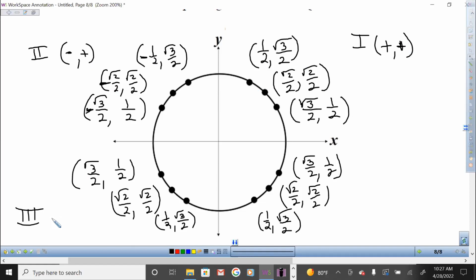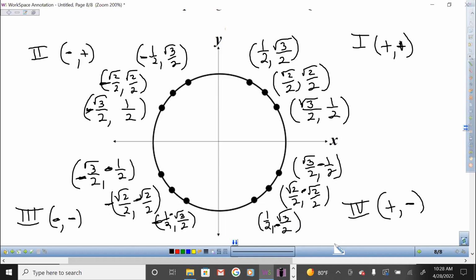Quadrant 3, we have both x and y negative. So that's when we do both of these. Both negatives, both negatives. Make sure you label them negatives. And last but not least, quadrant 4, the x is positive and the y is negative. So you go there and you label your y's as negatives.